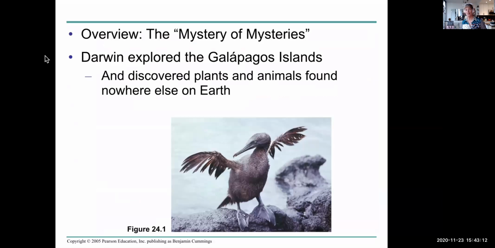Darwin explored the Galápagos Islands, as we know. He discovered plants and animals that are found nowhere else on Earth. And of course, his first question would be, just like your question would be, how did they get there? How did they get there? This, for example, is a flightless cormorant, a Galapagos cormorant.